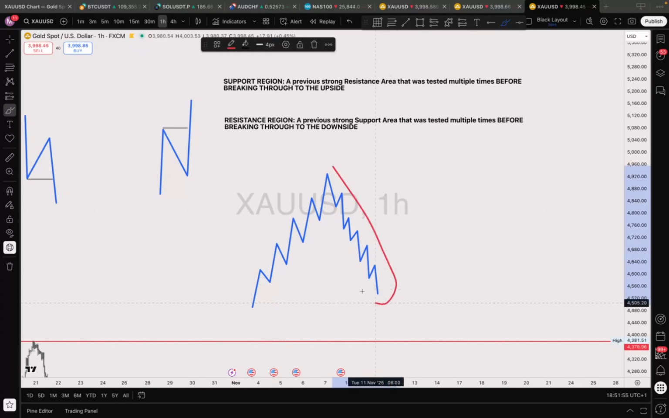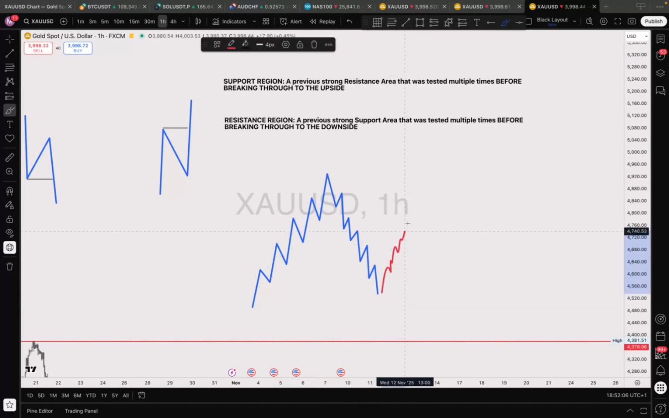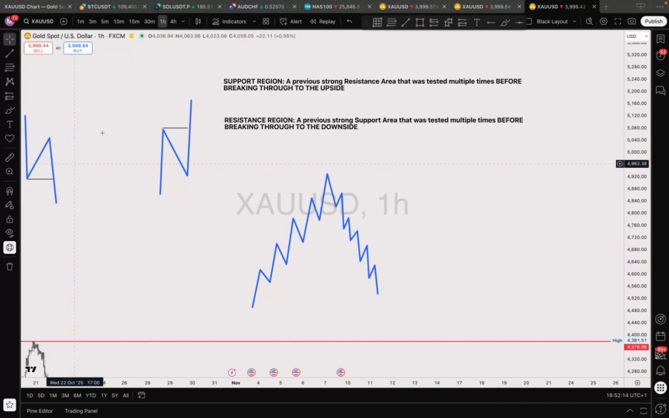We are in a downtrend like this. Since we are in a downtrend, you want to short, right? And you want to wait for price to retrace to a resistance region and proceed to the downside, right? Now, the question is, how do you mark this resistance? Remember the drop base drop, rally base rally.